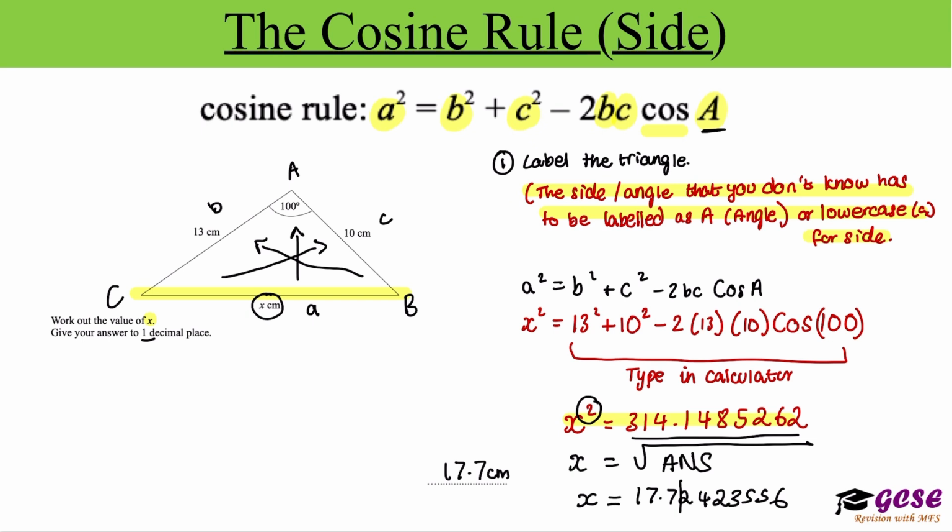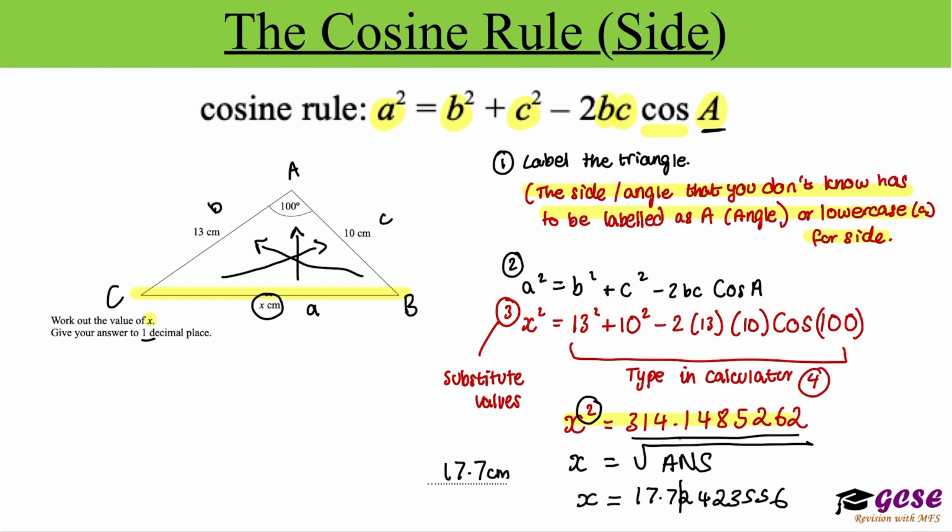So just to reiterate what we're doing, it's nothing much new. Step 1 is always going to be label the triangle. Step 2 is going to be write out the formula, and the formula is given to you on the formula sheet. After you've written out your formula, you have to substitute in your values, which is over here. So we've substituted in our values. We've typed this into our calculator, which is step 4.